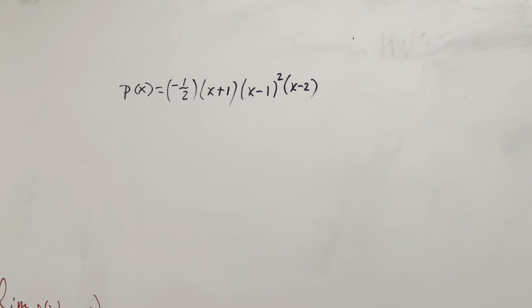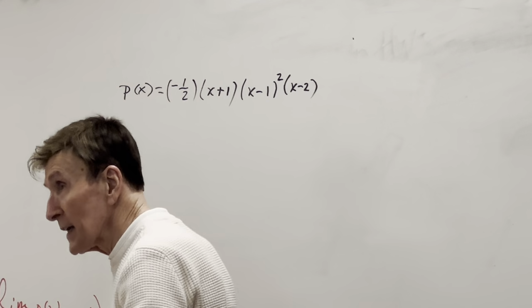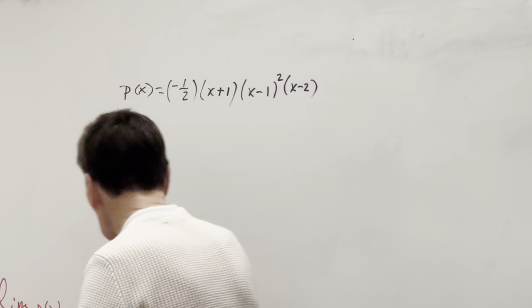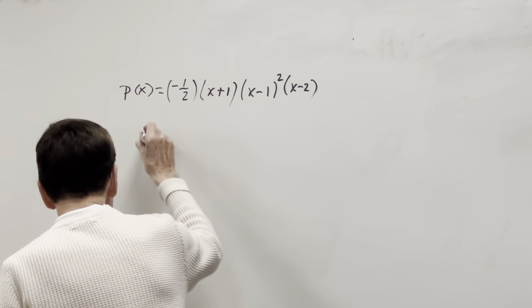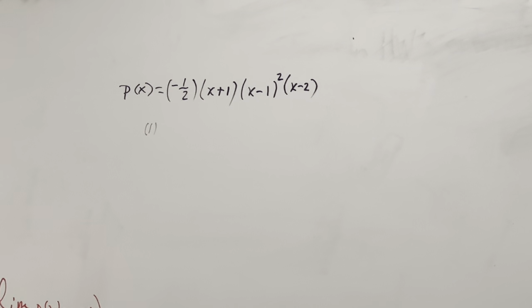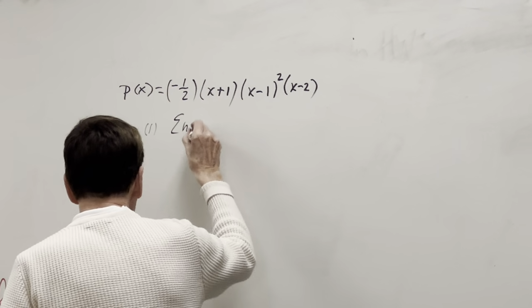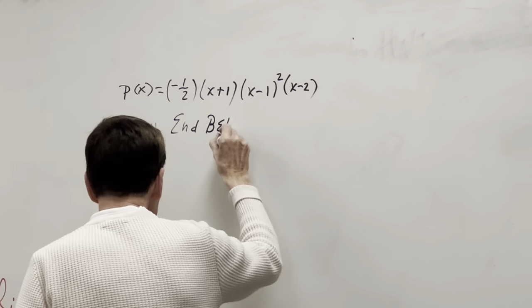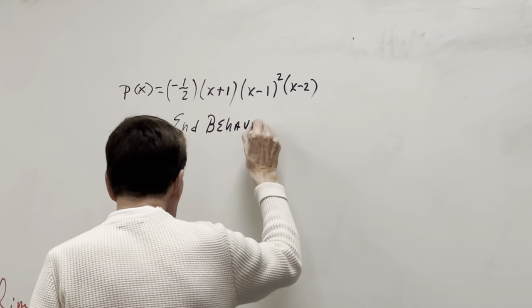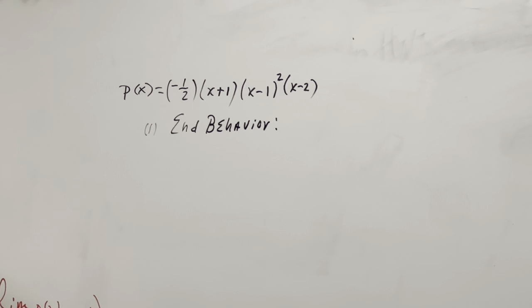Analyzing the graph of a polynomial function, number 1, determine the end behavior of the graph. Oh, they want us to get that end behavior done right quickly. You guys, hang on now, number 1. Of course, I get the long black marker. They want to know what's going on at the ends. The end behavior.